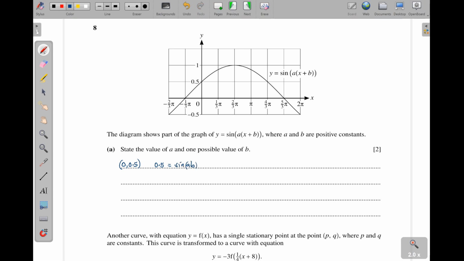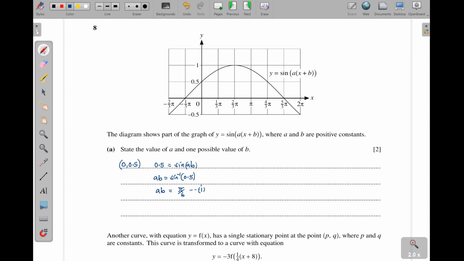You see that? Then from there, ab will be equal to the arcsine of 0.5. This one gives us 30 degrees, okay? So I can have ab equal to, let's say, pi over 6. Then I can express one in terms of the other, or I can leave it there as my first equation.